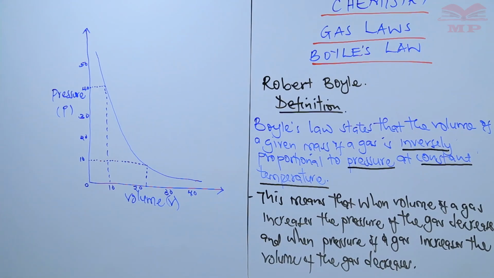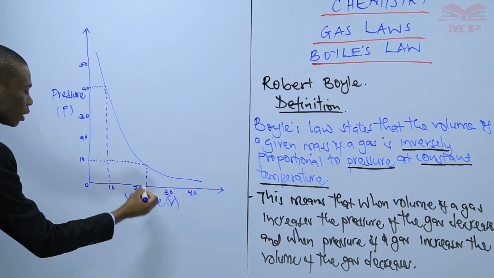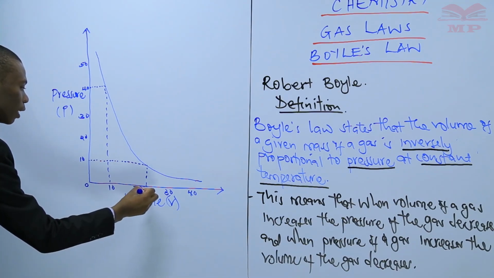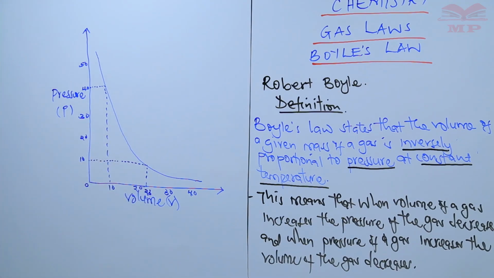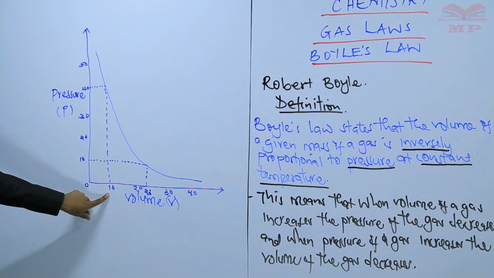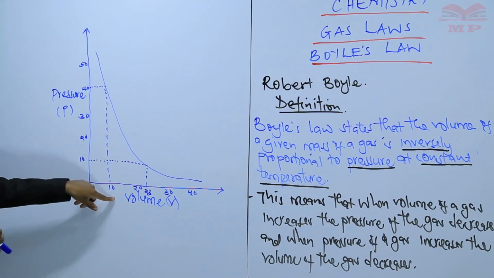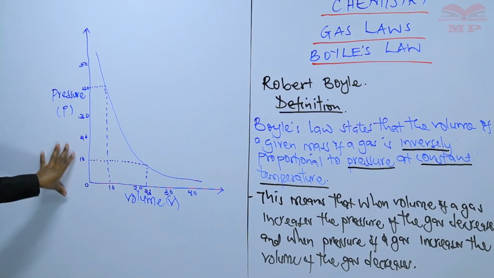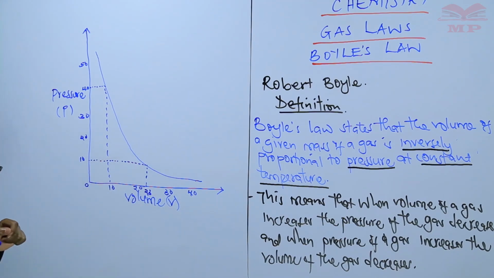So that is the volume which will be present. You see that the volume is around, let's say, something like 23. So this shows you that when the pressure is high, volume will be low. That's why we have the pressure at 40 and the volume at 10. And this time we have pressure being 10, and the volume has increased.